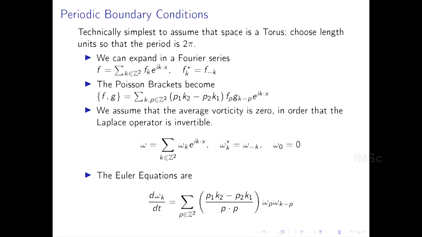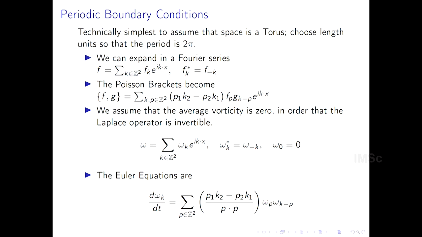For example, we can solve these by analyzing them in terms of a Fourier series. If you impose periodic boundary conditions in space, which is not very realistic, but it's a technical trick that is useful, then you can expand them in a Fourier series. The Fourier coefficients have to satisfy a reality condition. The Poisson bracket becomes essentially the cross product of the wave numbers. There's some typo here, but the cross product of the wave numbers.